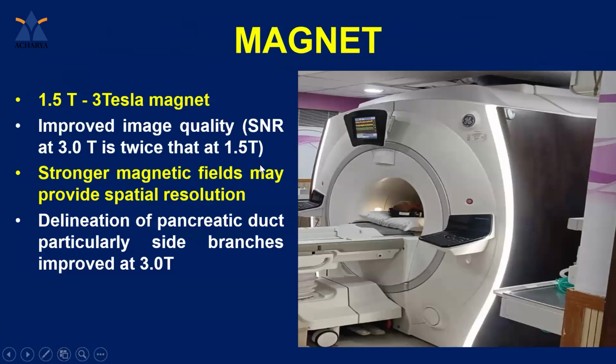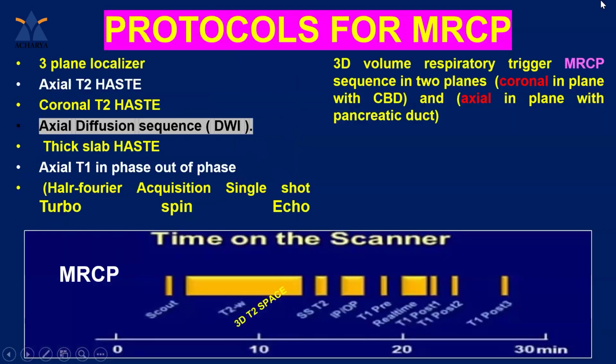We go for 1.5 Tesla and 3 Tesla also. But 3 Tesla gives twice the SNR, and the strong magnetic field gives a high spatial resolution. It will give good image quality, especially in the pancreatic ducts.